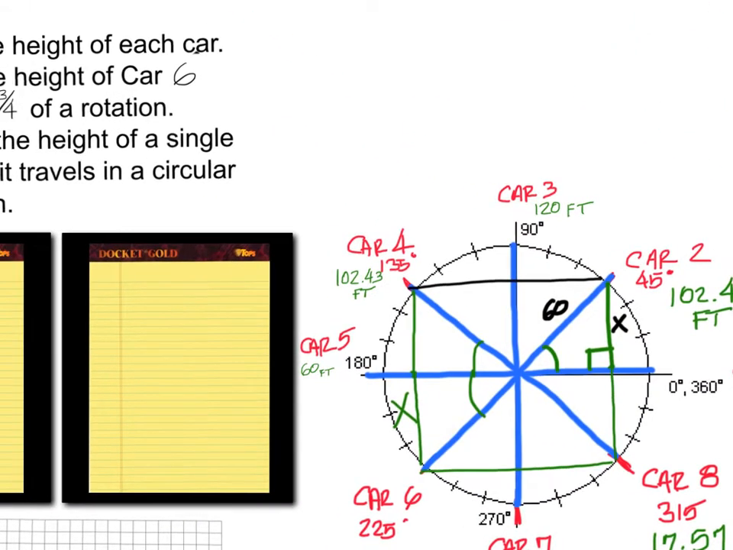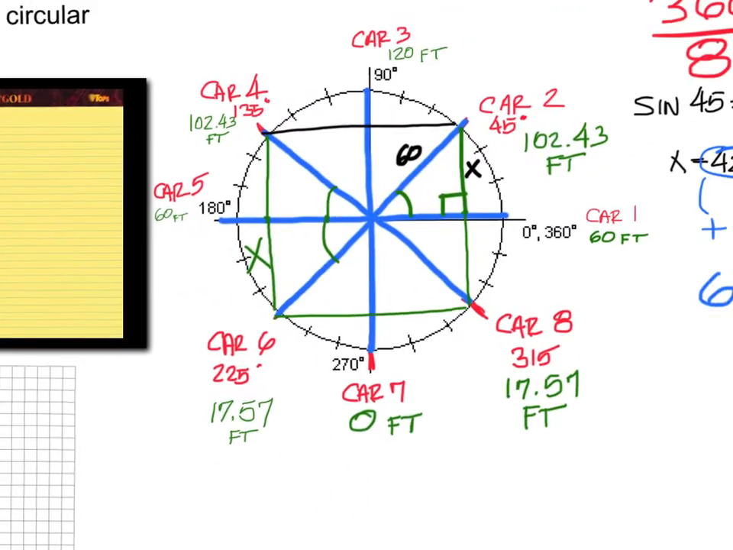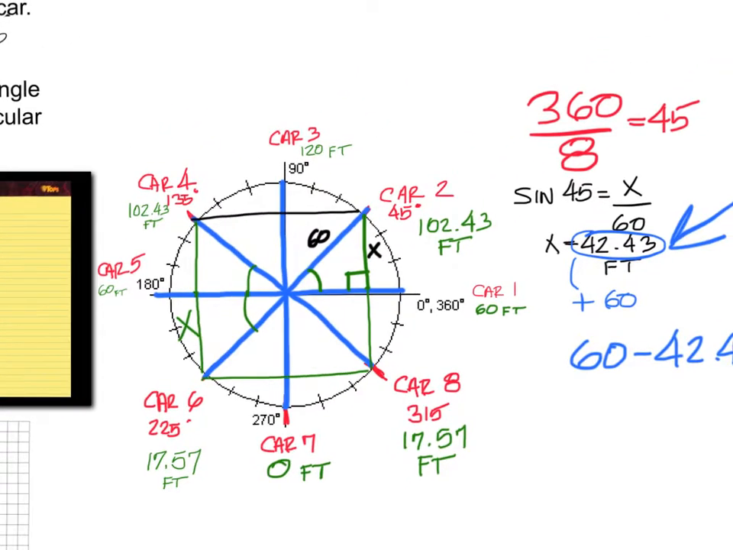Part B is up next, and Part B is to find the height of car 6 after 2 3/4 of a rotation. So here is car 6, and I'll get out my highlighter so we don't wipe out too much stuff. And we'll make this go a little bit thicker. Here's car 6, and I'm going 2 3/4 of a rotation.